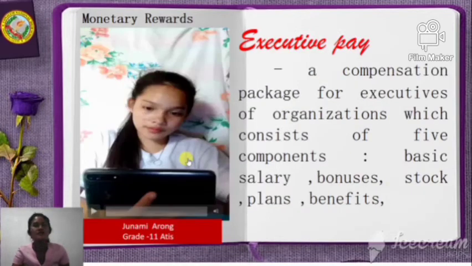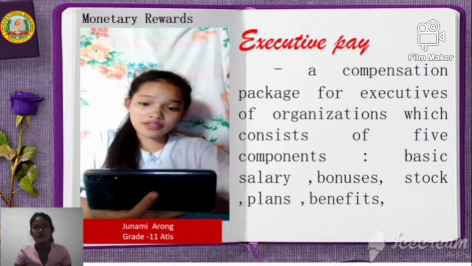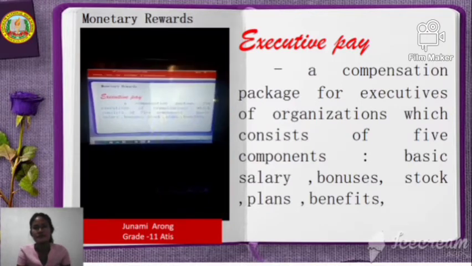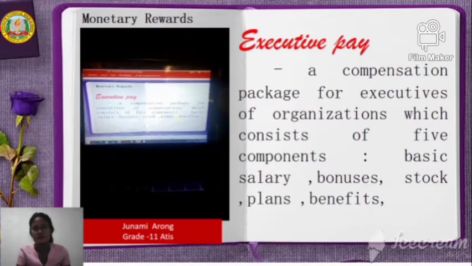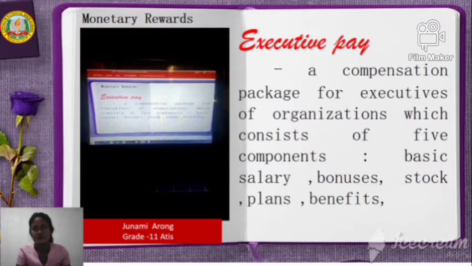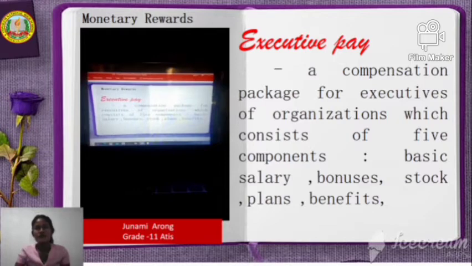Another monetary reward is executive pay. So what is this executive pay? Kindly read. Executive pay: a compensation package for executives and organizations which consists of 5 components: basic salary, bonuses, stock, plans, and benefits. Okay, so thanks, Jonami.